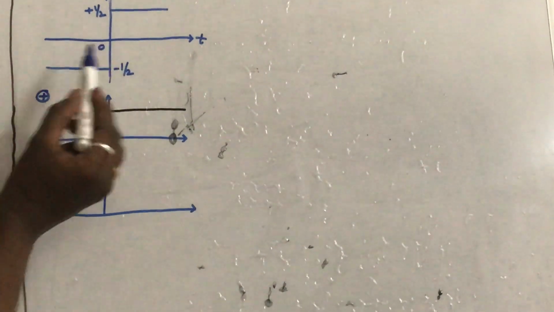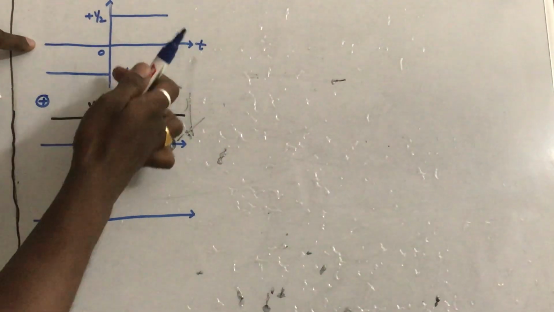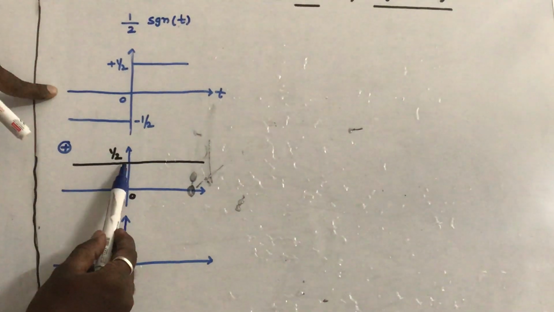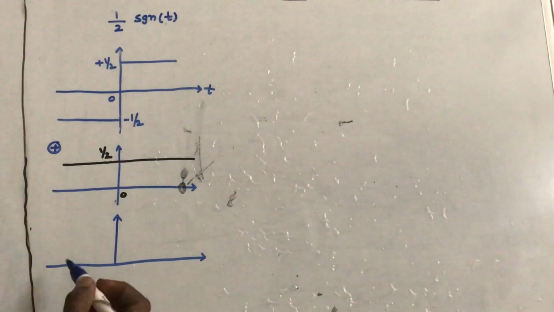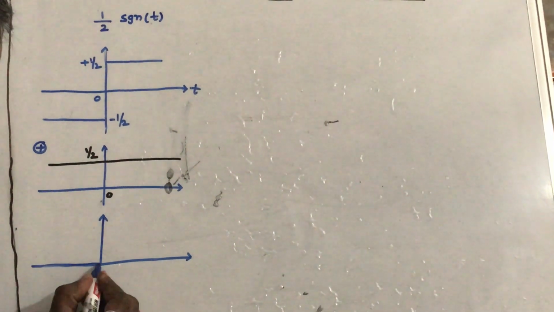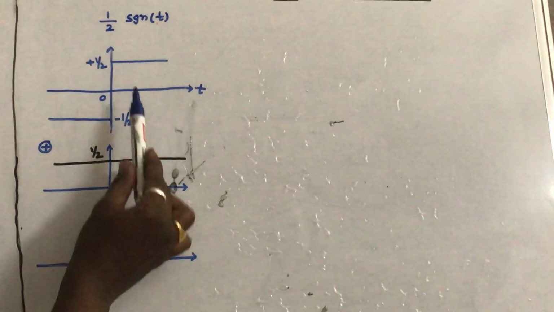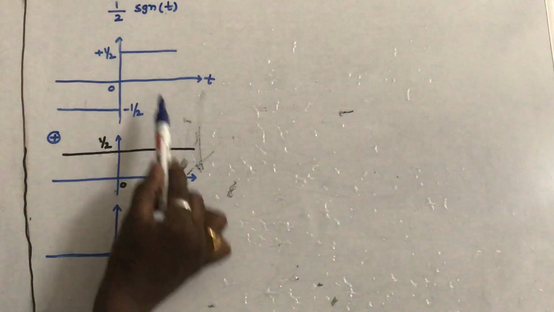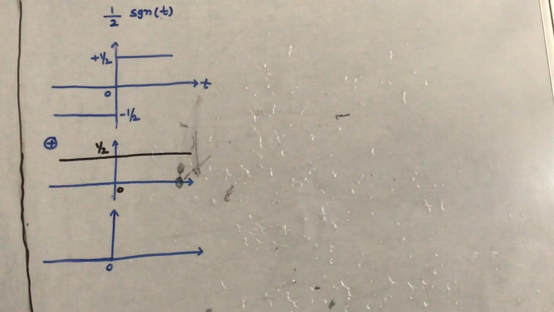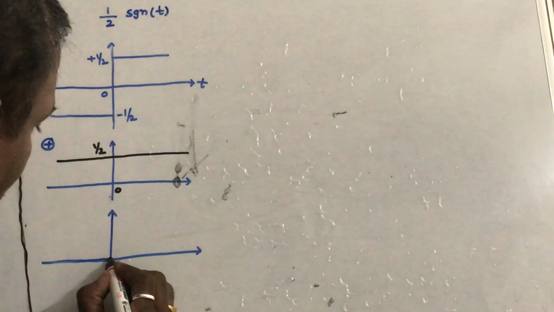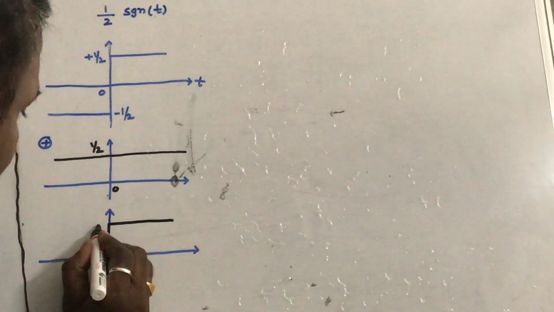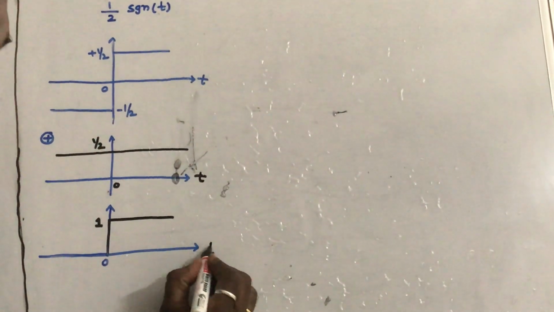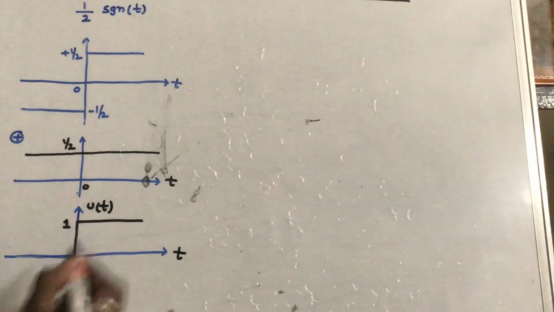You can see that during the interval minus infinity to 0, one value is minus 1 by 2 and the other is plus 1 by 2. So minus 1 by 2 plus 1 by 2 will become 0. During t greater than 0, its amplitude is 1 by 2 and 1 by 2 plus 1 by 2 will become 1. So its amplitude will become 1. By the definition of unit step signal, this is u of t, the unit step signal.